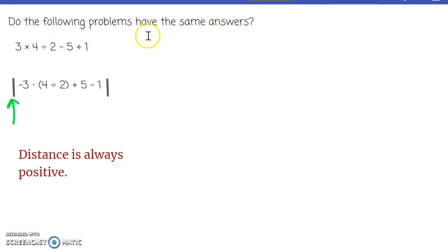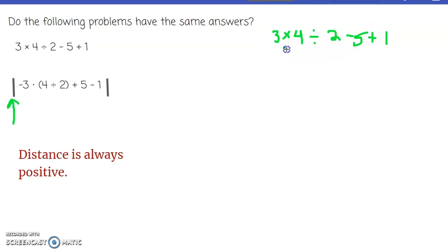So let's look at this first expression. It says 3 times 4 divided by 2 minus 5 plus 1. The first thing we need to do is work left to right because we have multiplication and division written first. Whenever we have multiplication and division, we just work left to right. So I'm going to write this problem over here so that I can show you working downwards how to find the correct evaluation of this. So I've got divided by 2 minus 5 plus 1.